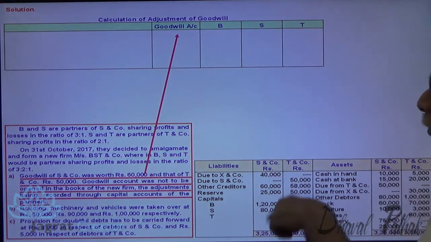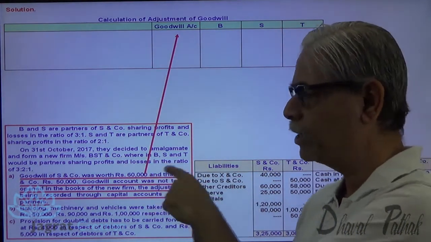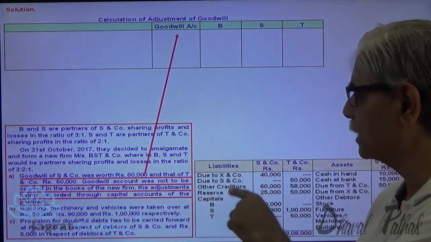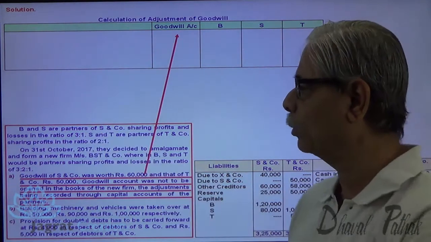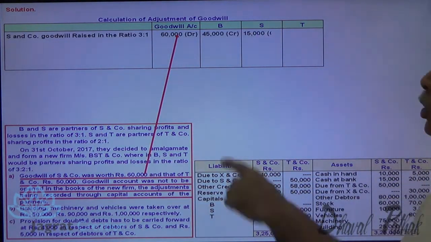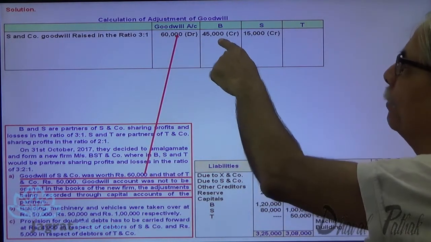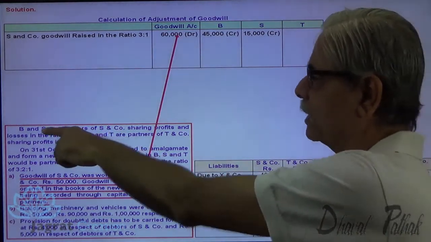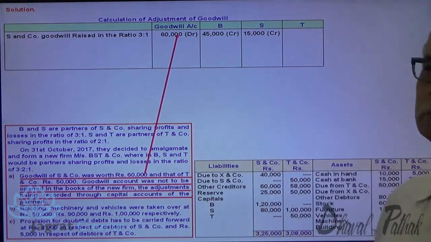So goodwill of S&N company 60,000 raised. So goodwill account debit. S and T are the partners. So goodwill account will be credited to the capital accounts of S and T in the ratio of 3:1. So 60,000 debit, this goodwill account debit, B and S capital accounts credited in the ratio of 3:1.